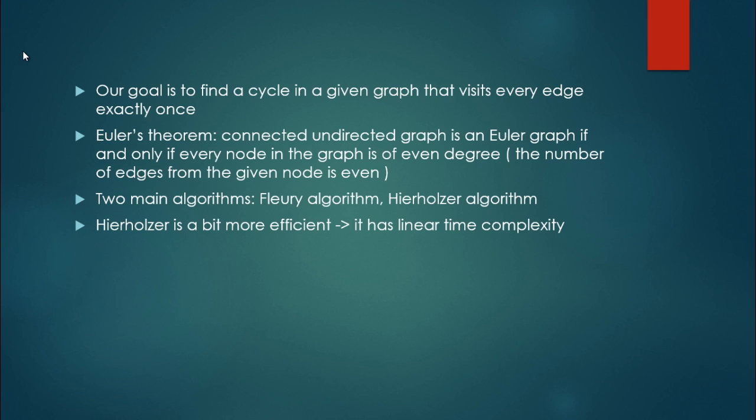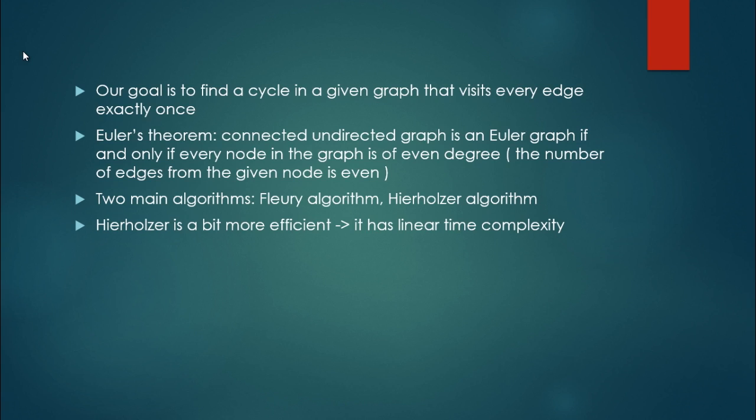Euler's theorem, a connected and directed graph is an Euler graph if and only if every node in the graph is of even degree, which means that the number of edges from the given node is even. It can be divided by 2.